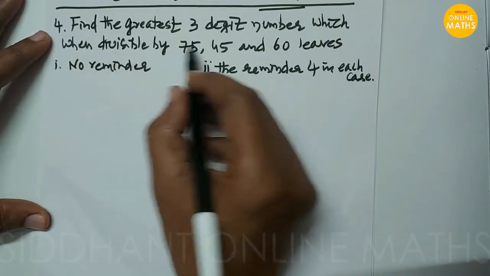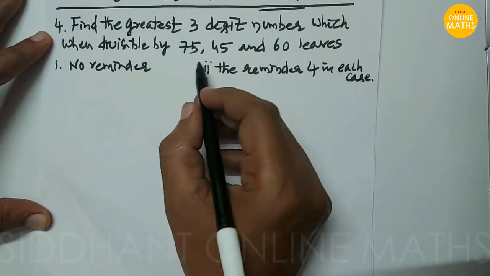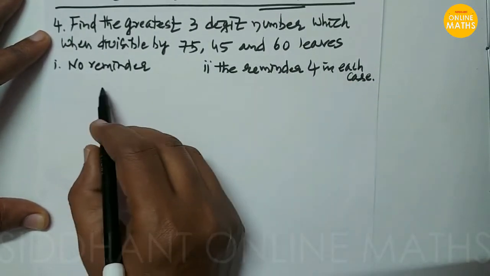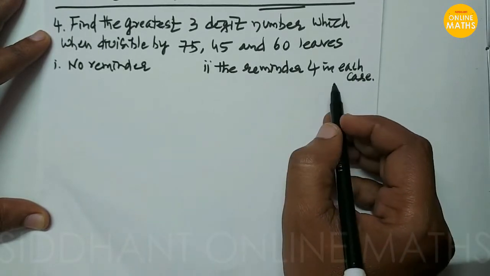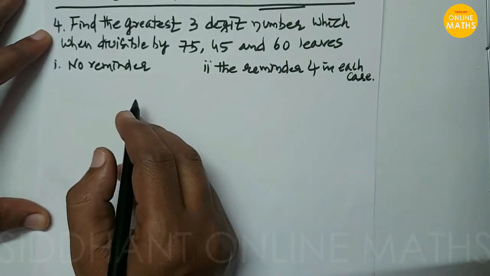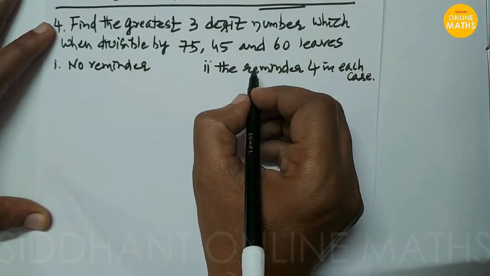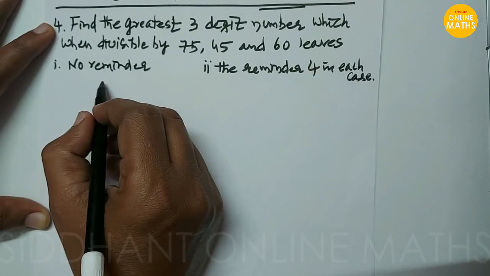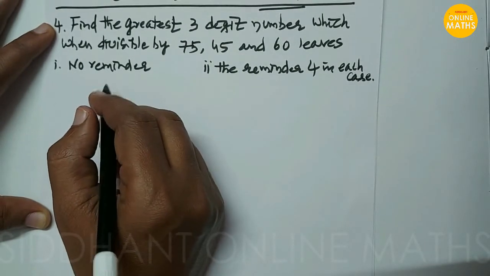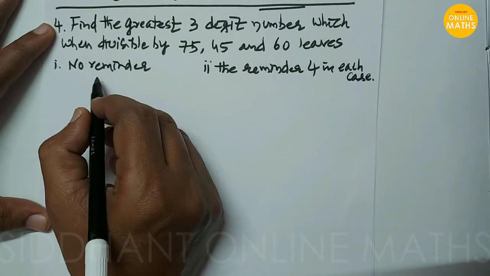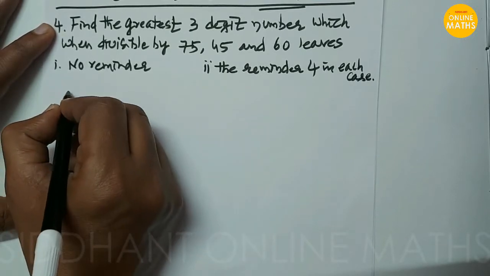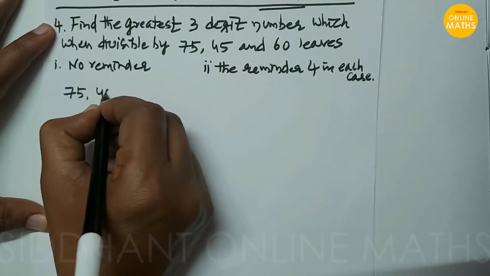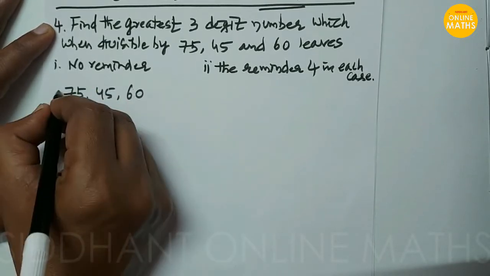Fourth question: find the greatest 3-digit number which when divisible by 75, 45 and 60 leaves no remainder, and the second is the remainder 4 in each case. So here we take the LCM of 75, 45 and 60. So we get the 3-digit number here which gives no remainder. So first we take the LCM for 75, 45, 60 here.